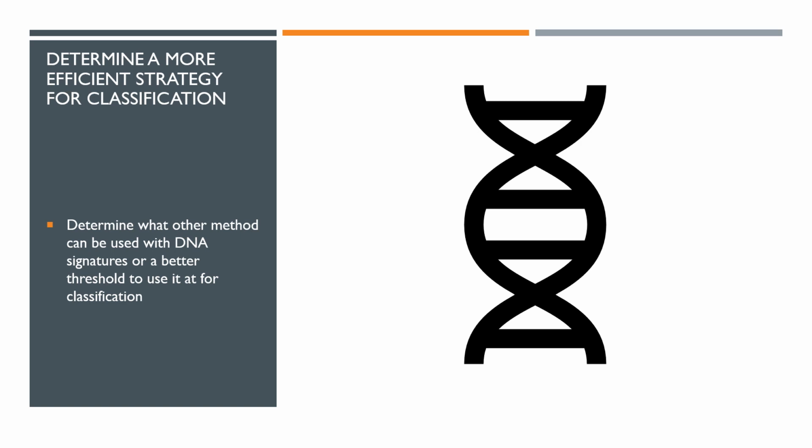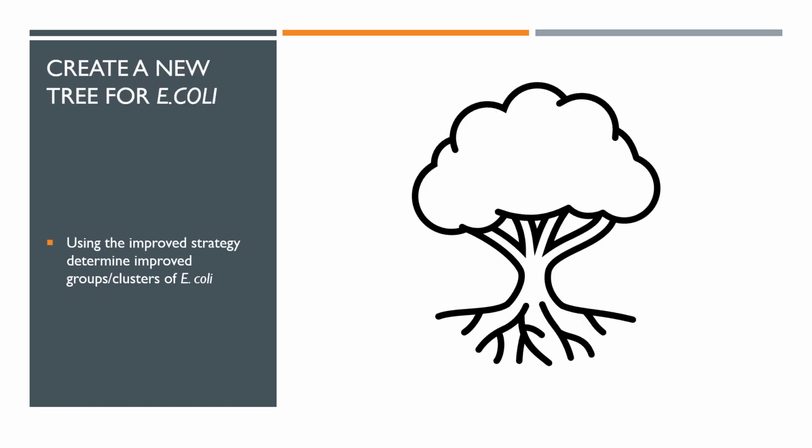The way I'll do this is possibly by using DNA signatures first to identify clades, because it is much more liberal than the average nucleotide identity. If I can figure out the clades quickly using the DNA signatures method, then it would be a lot more efficient to use the average nucleotide identity to identify strains in those clades. That is what I will be looking at next. And then from there, I want to create a new tree for E. coli. Using this improved strategy, I want to figure out the improved groups and clusters for E. coli. That would wrap up my whole project.